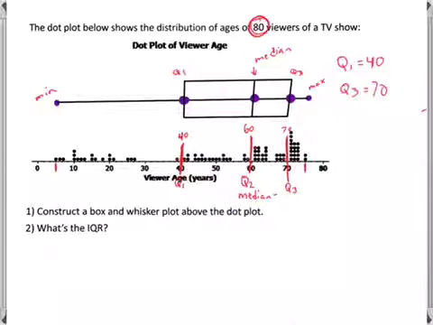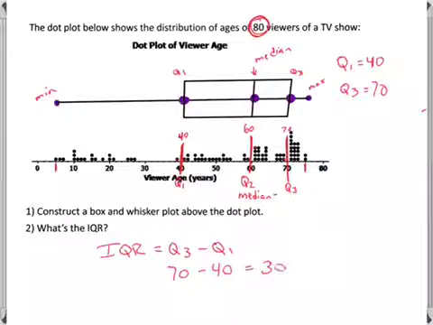All right, and so the next question says, what is the interquartile range? Well, to find the interquartile range, you're looking for the difference between quartile 3 and quartile 1. So quartile 3 is 70, quartile 1 is 40, so our interquartile range is 30. That means there are 30 ages between quartile 1 and quartile 3. Not 30 individual people, but instead there are 30 possible ages that could take place.